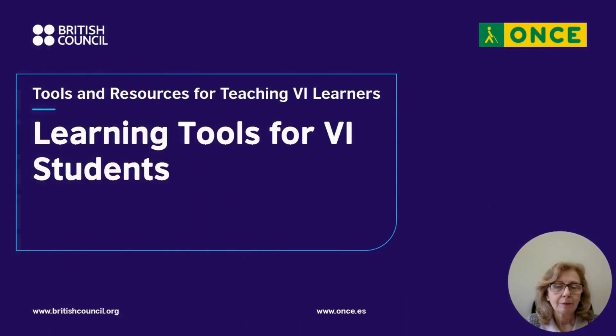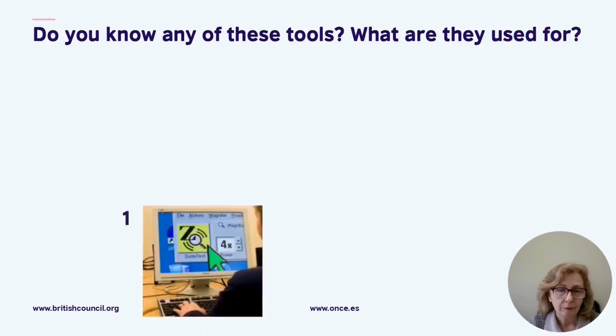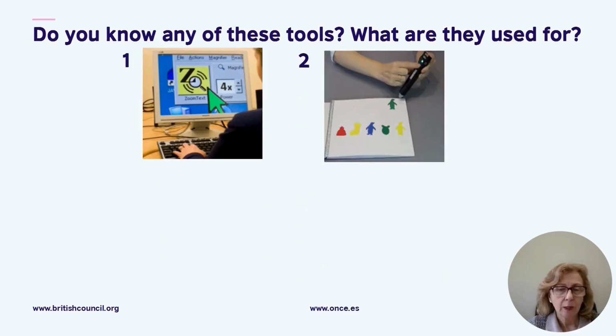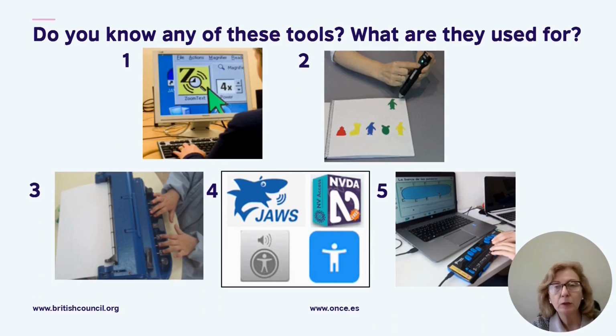Learning tools for visual impairment students. Let us now talk about tools that your visually impaired learners may use in your class. Do you know any of these tools and what are they used for? This is the first, second, third, fourth, and fifth. We will talk about them in this presentation, and we will watch some videos of some students using them. I think this is the best way to know how they are used and what you will find in your classes.